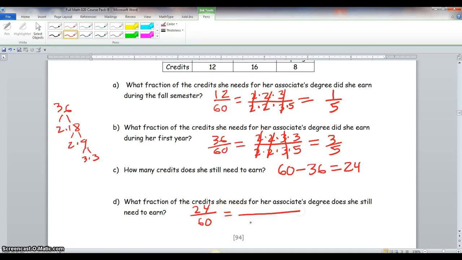Now we know the prime factorization of 60 is 2 2's, a 3, and a 5. Now the prime factorization of 24, we have 2 and 12, and then 2 and 6, and then 2 and 3. So we have 3 2's and a 3. Now we had 2 sets of 2's we can simplify out, and 1 set of 3's. So we're left with 2/5.